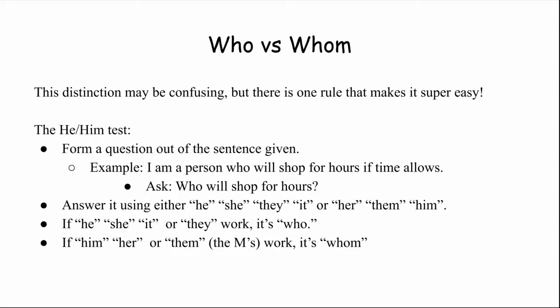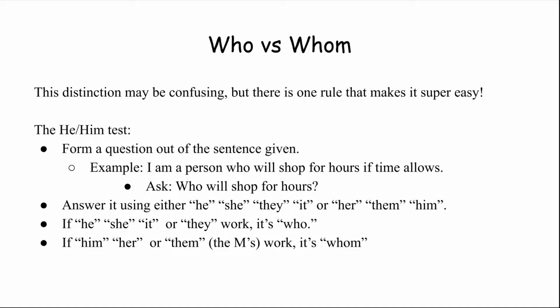So we're going to use this who/whom sentence, where we don't know which one we're using, and turn it into a question. So the question is, who will shop for hours? We're going to answer that question. If we answer with he, she, it, or they, then our correct answer is who to be used in that sentence. If we answer it with him, her, or them, the M words, then the M, whom, works in that sentence.